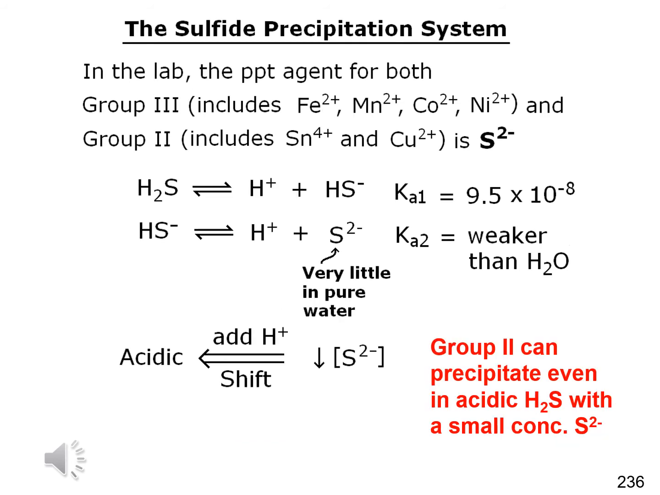If you wanted to precipitate the ions that are in group 2, you would add H plus and make the solution more acidic, and then you would shift away from the S2 minus, and that would make it even smaller than it already is. That's the basis of how you separate group 2 and 3 in the lab.